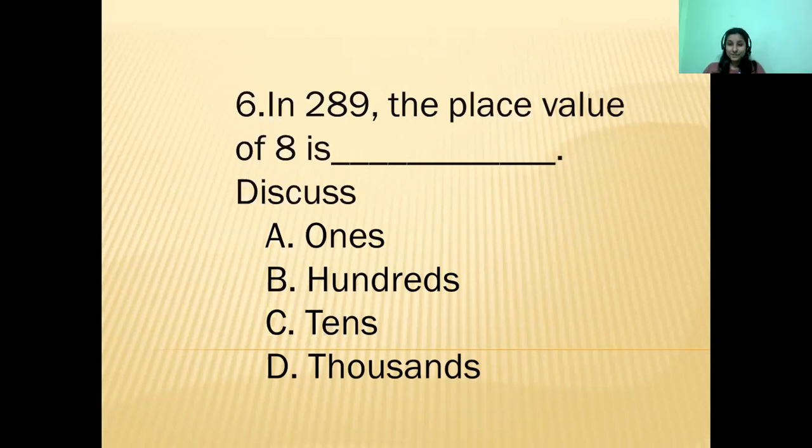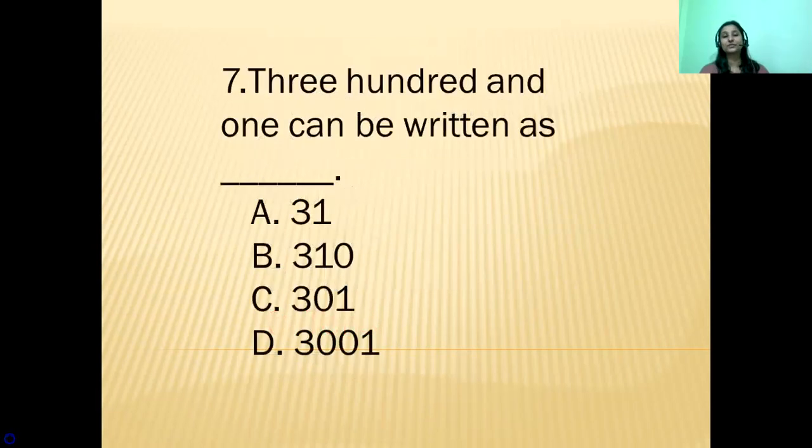Hope you all have done good. And the correct answer is option C, tens. Why, my dear kids? Here 200, 8 tens and 9 ones. Then what is the place of 8? 8 tens, that means 80. 8 is sitting on the tens place. So option C is the correct answer. Got it? Now let's see question number 7.